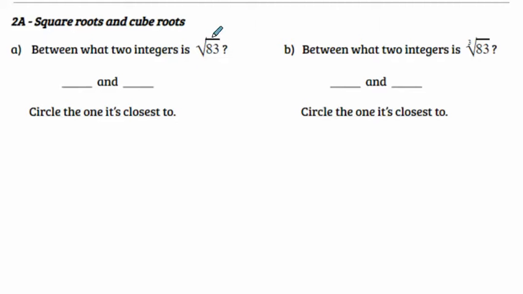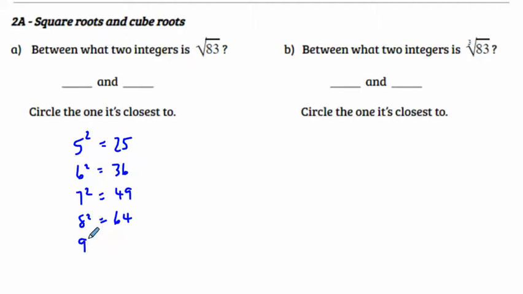Okay, for this first one, we're trying to figure out around where do we put the square root of 83. So I'm just going to kind of jot down some, like 5 squared is 25. And I saw a lot of you do this kind of thing on your paper, which I think is really smart. I'm going to keep on going until I'm getting close to 83.